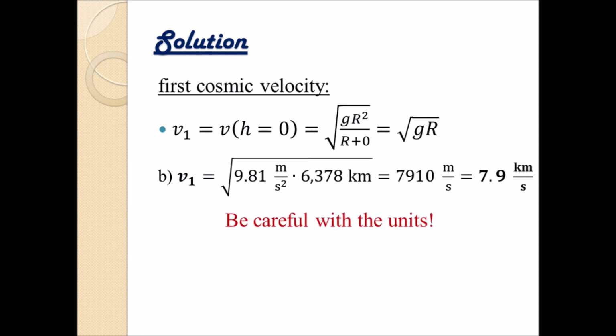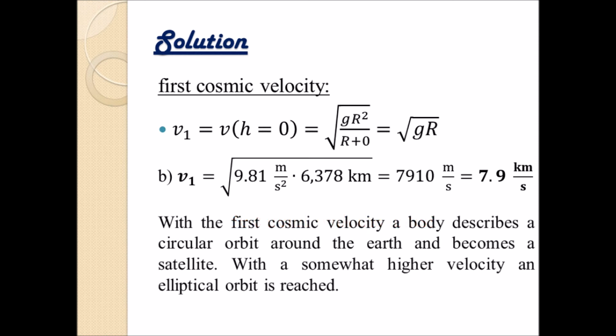So whenever you do something like this and you do not recalculate your units initially, be careful with the units at this stage. What does this mean, 7.9 kilometers per second? Well, it basically means that with the first cosmic velocity, a body describes a circular orbit around the Earth and becomes a satellite, if it is started at this velocity. With a somewhat higher velocity, an elliptical orbit is reached.